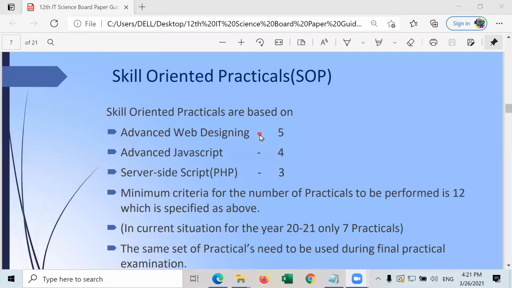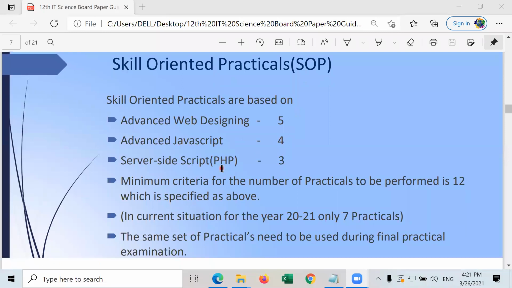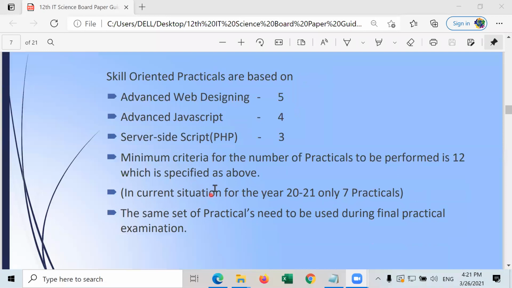Now, as you all know, we have performed many SOPs, many skill-oriented practicals. Now, you are supposed to perform 5 practicals from advanced web designing, 4 from advanced JavaScript, and 3 from PHP. But due to COVID pandemic, this year the syllabus for practicals has reduced to 7 practicals. So we have performed 8 practicals, not 7. We did 1 practical extra. We have performed 8 practicals this year.